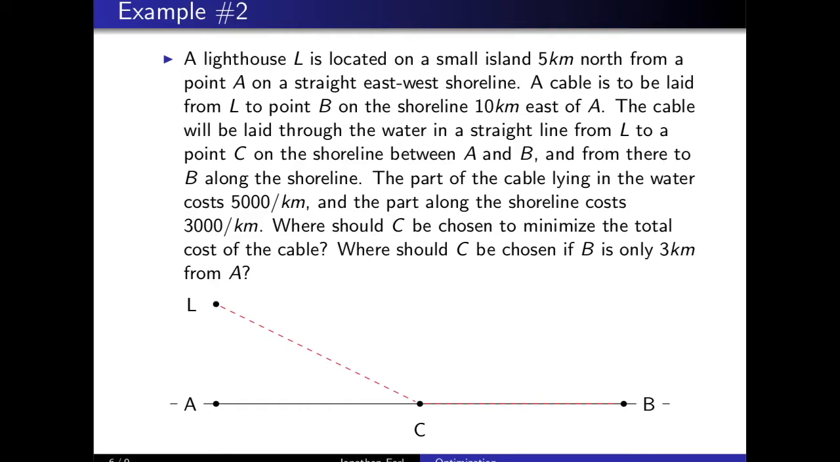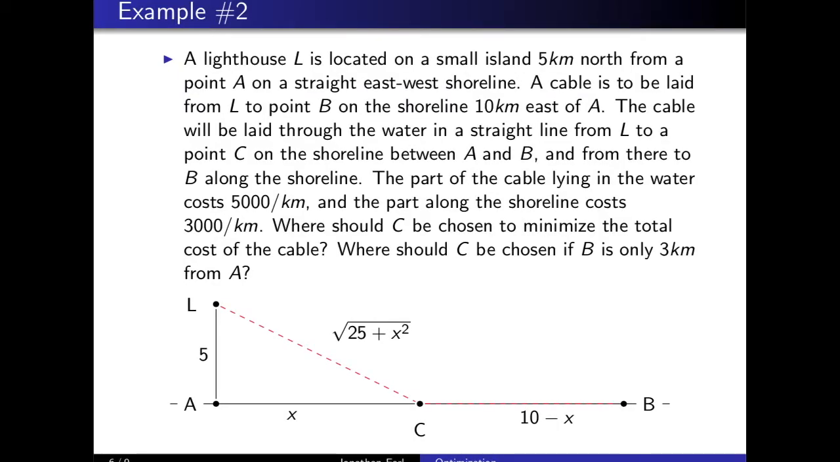And we're told that the cost of putting the cable through the water is going to be $5,000 per kilometer, and along the shoreline it's going to cost $3,000 per kilometer. And what we want to do is place C somewhere along the shoreline so that we minimize the total cost. And then we'll do this problem again where we change the distance from A to B to only be 3 kilometers.